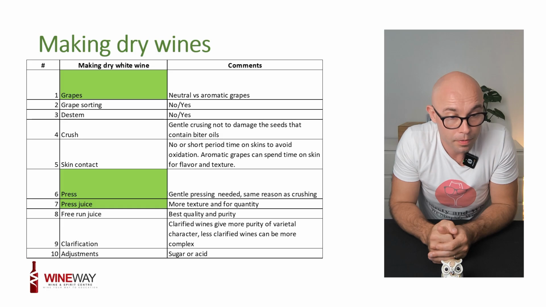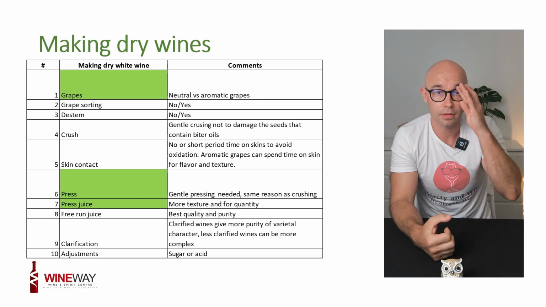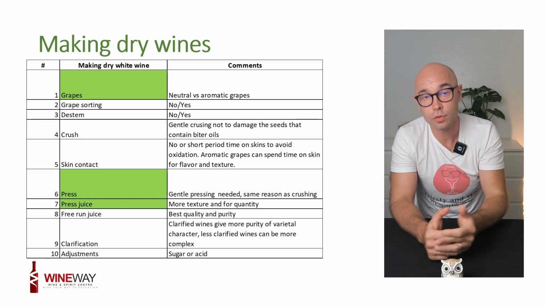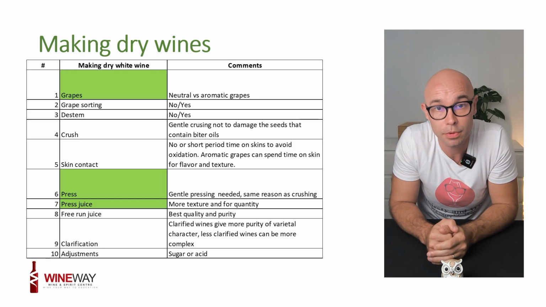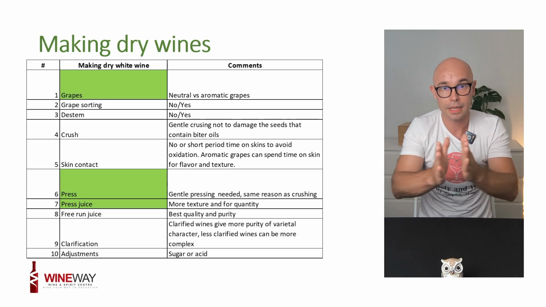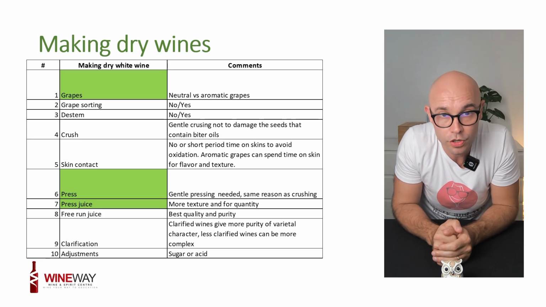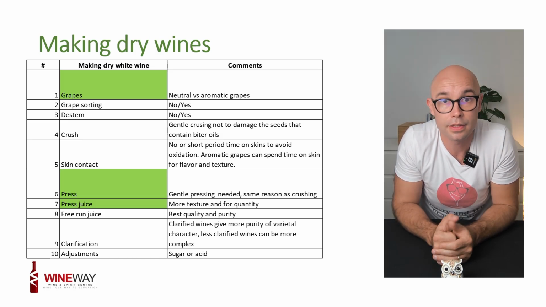Pressed juice versus free run juice. Pressed juice has more texture for the higher quality wines, but when you press too much, you want to extract as much juice as possible, usually done for inexpensive wines. Free run juice is the highest quality juice that basically has the least amount of pressure applied to the grapes.